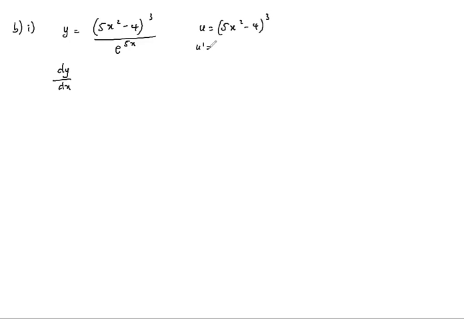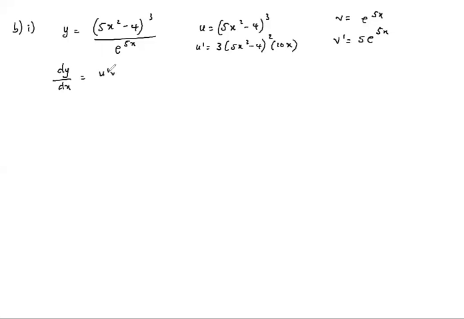Then differentiate it. You drop 3 and have this to the power 2. Then you multiply by the derivative of the inside, which is 10x. And then v, the denominator. Differentiating the denominator, you just differentiate the power to give you 5, then you multiply by the whole function.